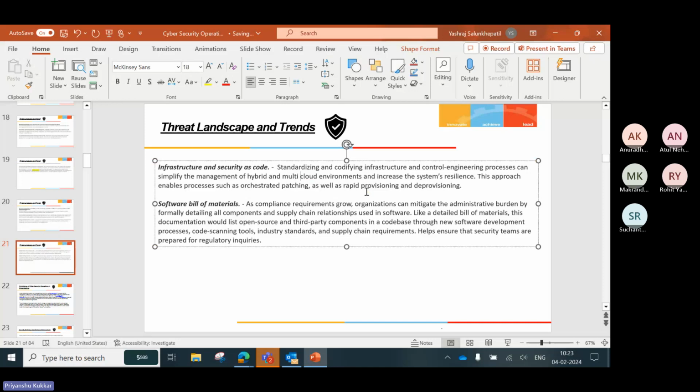This approach enables processes such as orchestrated patching as well as rapid provisioning and deprovisioning. So infrastructure and security as code, जैसे ransomware and phishing as a service था, वैसे infrastructure and security as a service as a code है. ठीक है, so you don't need to develop the code as an organization, but it will be provided to you by the cloud. ठीक है, and the security part when doing so will be taken care of by the cloud.